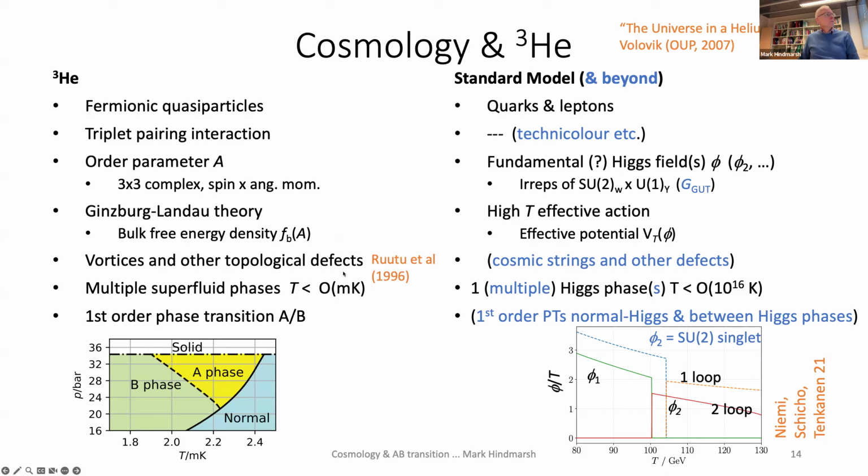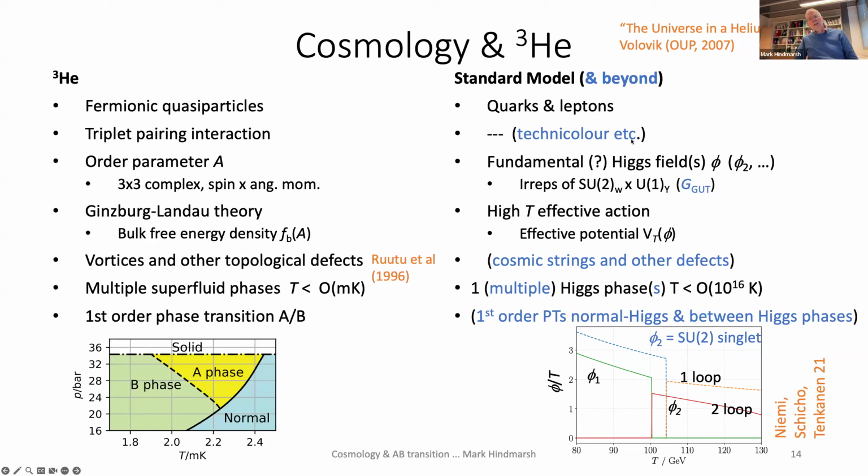And there are also multiple superfluid phases. It's not just one superfluid phase. There's an A phase and a B phase, distinguished by symmetry, and they have a first order phase transition between them. Now, on the standard model side and beyond, there are analogies to make. So the analogy to quasi-particles of quarks and leptons. Well, we don't know about pairing interactions that form condensates, but maybe there are some. This is the physics behind Technicolor and composite Higgs.